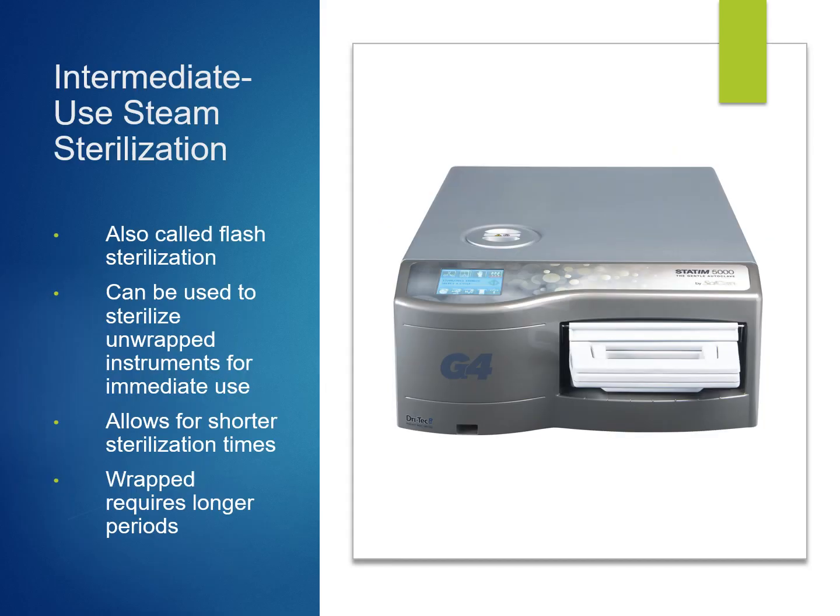Intermediate use of steam sterilization is also called flash sterilization. The image right here shows what's called a Statim. This can be used to sterilize unwrapped instruments if they're needed immediately. I've seen this in offices where they were maybe using handpieces. A lot of times you can package the instruments and they require a little bit longer time, but it's still less time because they have that very high heat. It builds up very, very quickly. You cannot do large amounts of instruments, but it does work well for immediate needs.